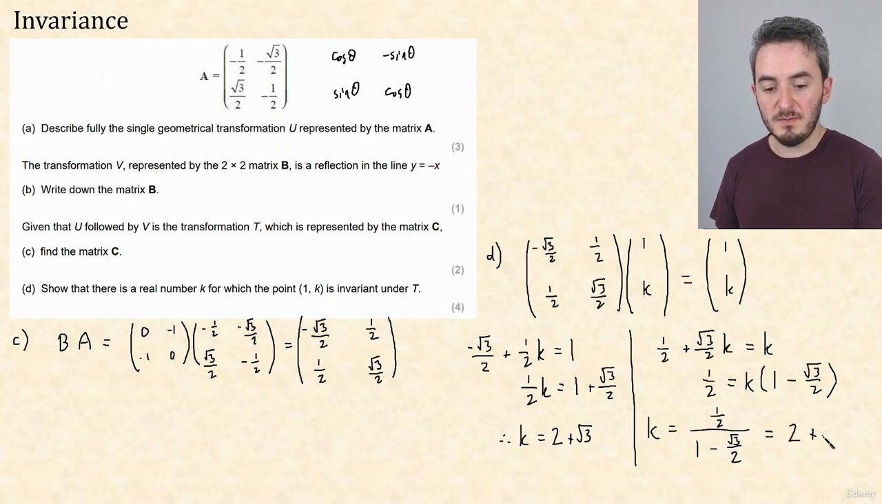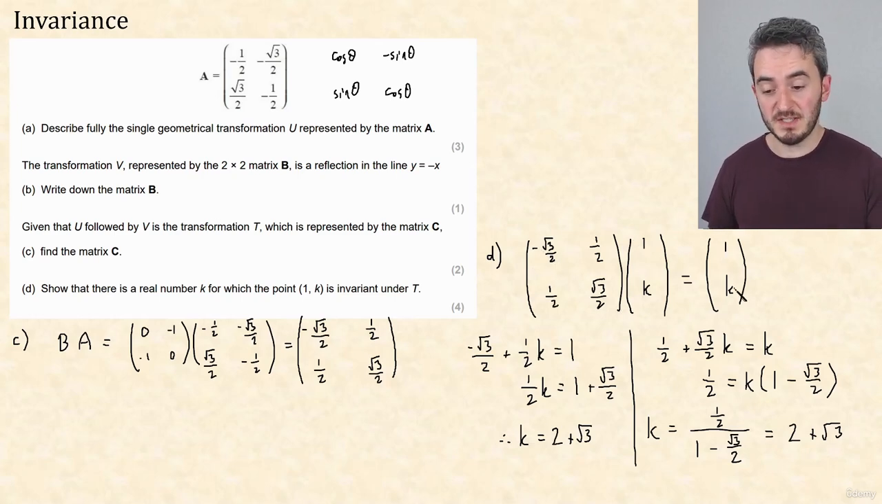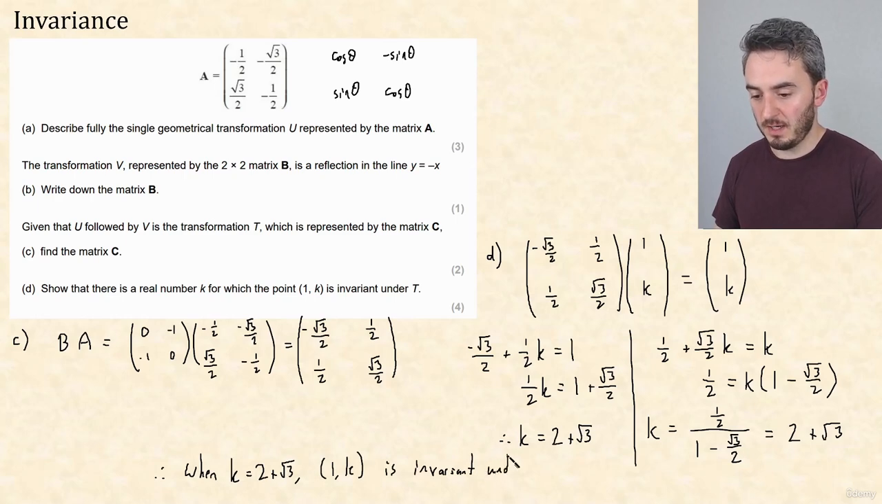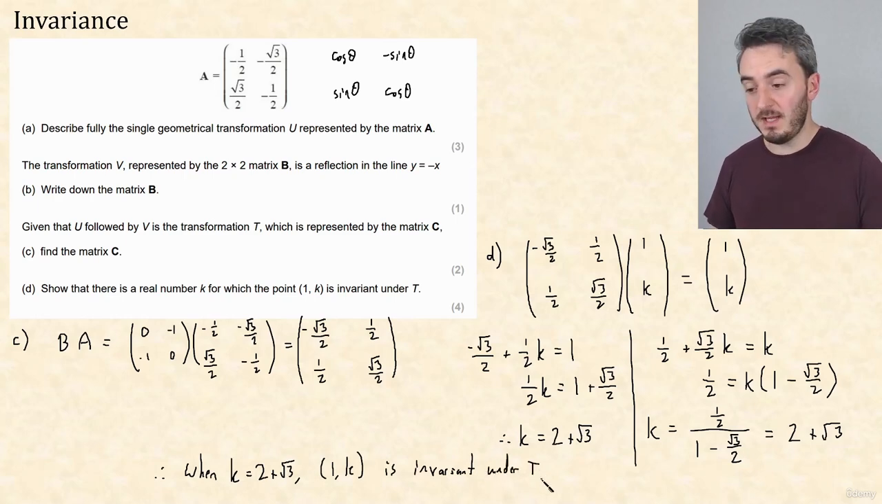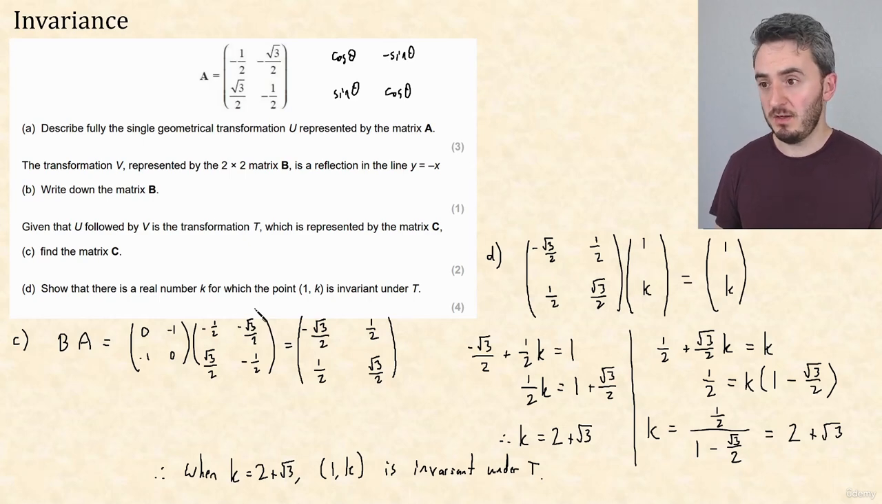So what we've got is the same value of k for both of these equations. When we insist that the top is 1 and we insist that the bottom is k, in both of those cases we get k equals 2 plus root 3. So we could conclude that by saying when k equals 2 plus root 3, (1, k) is invariant under T. And we found that there is an invariant point. In fact, there's only one invariant point when x equals 1, and that's when the y value is 2 plus root 3. Now, a reasonable question to ask is, well, how do I just find invariant points in general?